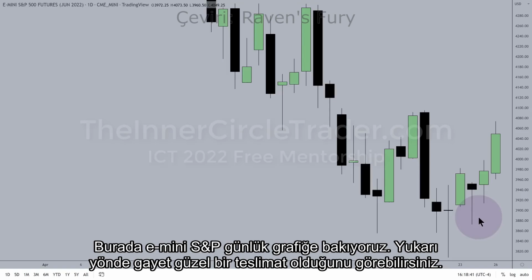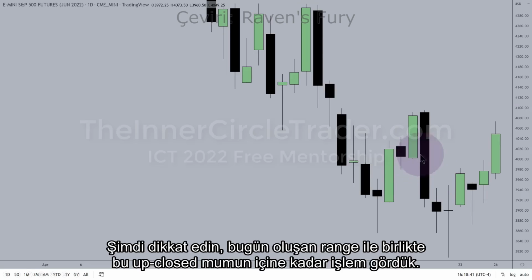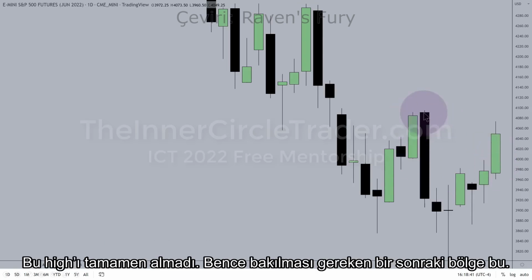So here we have the E-mini S&P daily chart, and you can see we had a nice delivery to the upside. Initial draw was inside this area in here, up into the bearish order block. Now notice that we traded up into this up close candle with today's range. Didn't quite take out this high. I think that's the next area to look for.